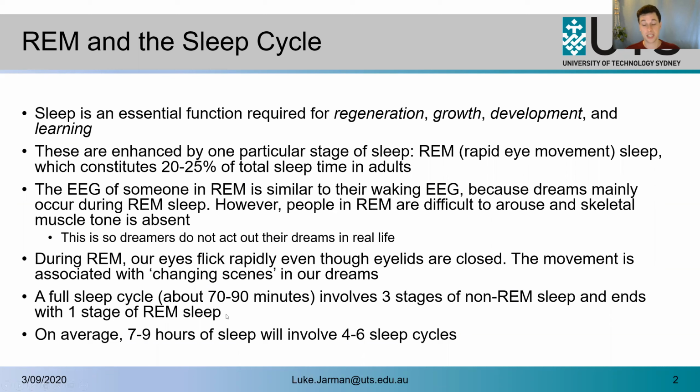So REM, as I mentioned, is just one of your phases of sleep. If you slept for 7 to 9 hours per night, that would involve around 4 to 6 sleep cycles. Each cycle involves 3 stages of non-REM sleep, which progressively get deeper, and then one stage of REM sleep. So you go through 3 stages of non-REM and then 1 stage of REM sleep, and that is a full sleep cycle. You'll have about 4 to 6 of those per night, and they just keep going throughout the night.